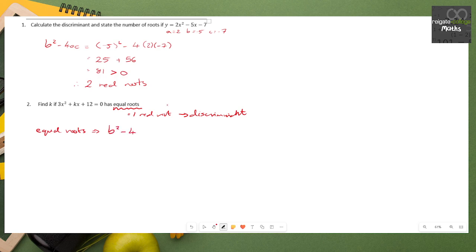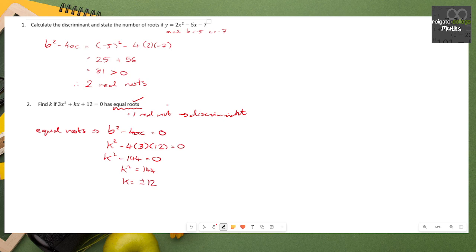which tells us that b squared minus 4ac is 0. This is the thing we know. So we know that this is true. So b is k. So k squared minus 4, a is 3, c is 12, equals 0. So k squared minus 144 is 0. And then we have a quadratic equation in k that we can solve. So we can see here, find k.